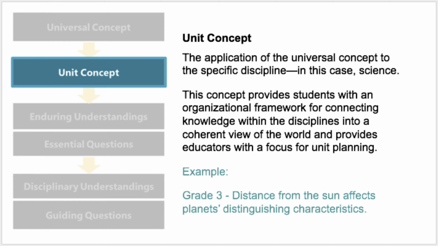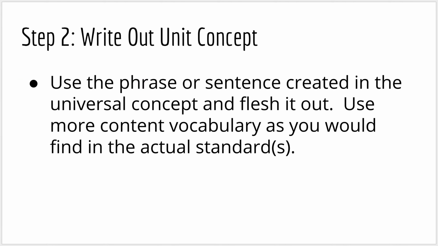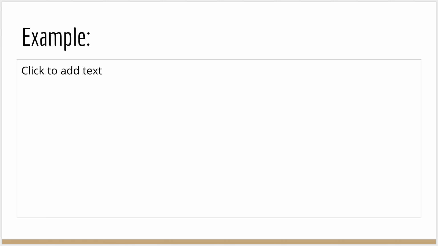The universal concept was differences in scale. Here we talk about distance from the sun and affects planets' distinguishing characteristics. So we see words like sun and planets. Those are some of those content vocabulary words. So it's not so specific that I'm totally rehashing my standard, but it's connected enough for a teacher to know, I see why they put that as a focus standard or what strand I'm using in this integrated ELA unit. So let's try this out.